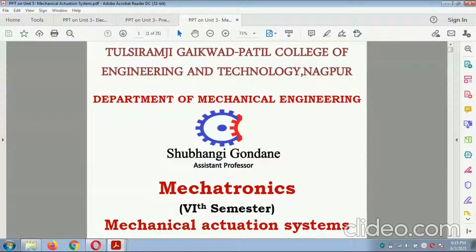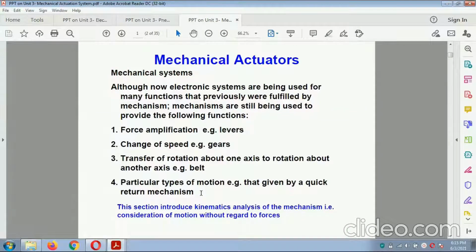I am Shubhangi Gundani from the Mechanical Engineering Department, and today we start with mechanical actuation systems. Although electronic systems are now being used for many of the functions that were previously fulfilled by mechanisms, mechanisms are still being used to provide the following functions: force amplification, that is the lever; change of speed, that is the gear; transfer of rotation about one axis to rotation about another axis, that is the belt; and a particular type of motion, which can be given by the quick return mechanism.